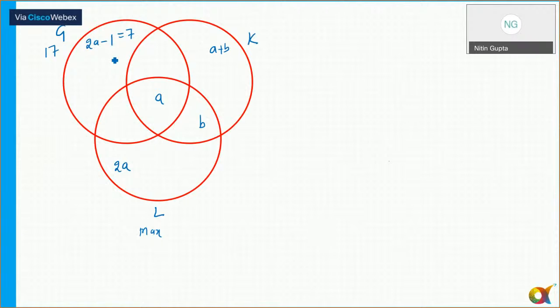So I can say that 2A minus 1 is equal to 7. So A is equal to 4 here. And if A is equal to 4, the middle value will be 4. And this is 4 into 2, 8. And this is equal to 4 plus B. Any doubts to anyone till this step? Please tell me now.